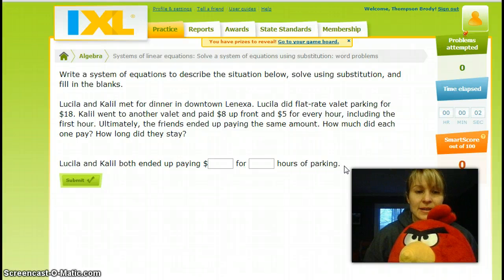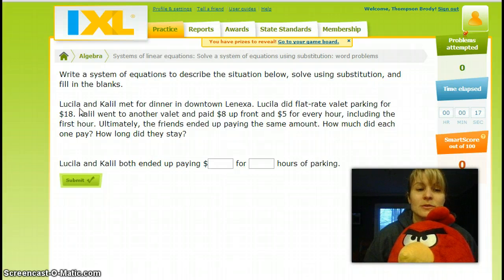So if you look at this, you're going to first want to create an equation. Write a systems of equations, describe the situation below, solve using substitution, and fill in the blank. You can solve any way you want, even though this recommends substitution.